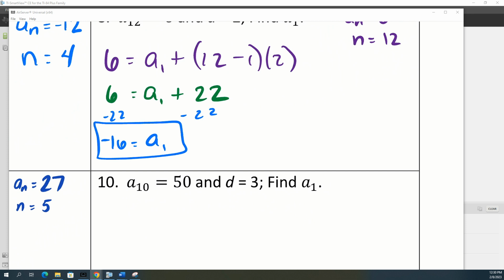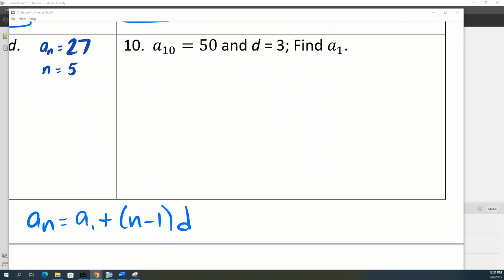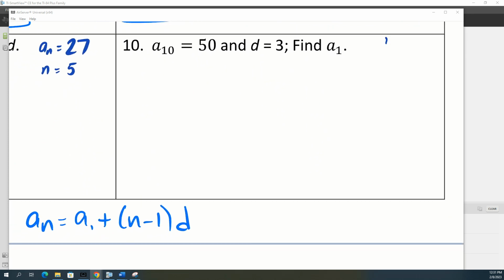All right, you guys okay? All right, let's practice one more like this, and we're going to move on to geometric. All right, so you guys figure out, please, on your own what A sub n is and what n is.